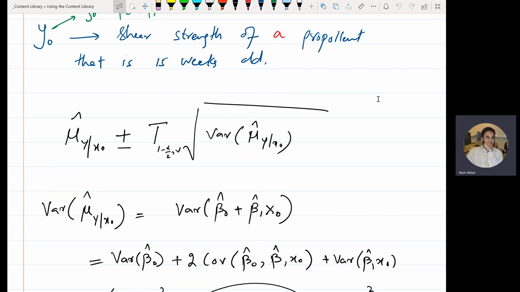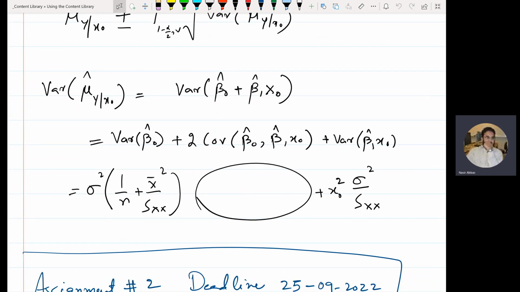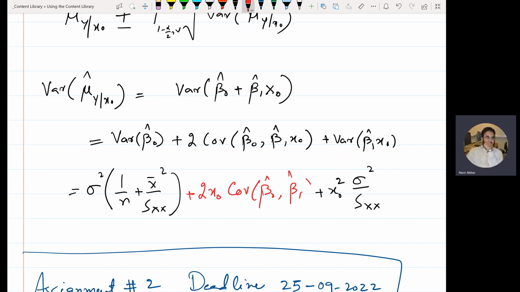At the end of the last class, we were discussing estimating the mean response when x is x naught. We were at a stage where we were trying to find the variance of beta naught hat plus beta 1 hat times x naught. We opened the expression and came to a stage where we needed the covariance. It was 2 times x naught into the covariance of beta naught hat and beta 1 hat.